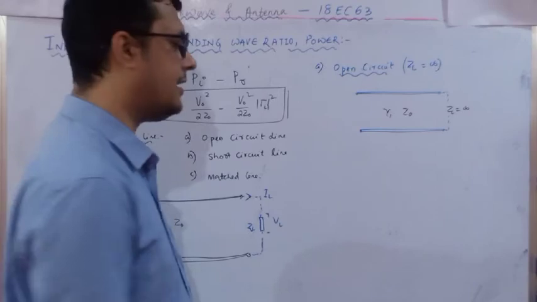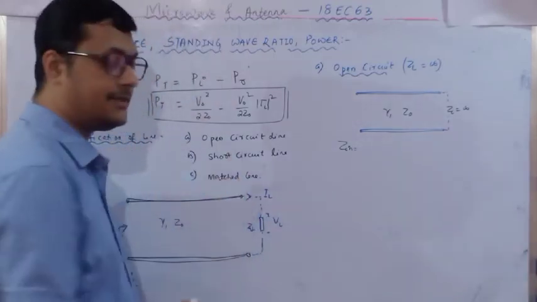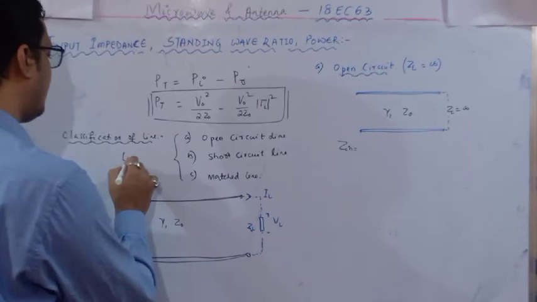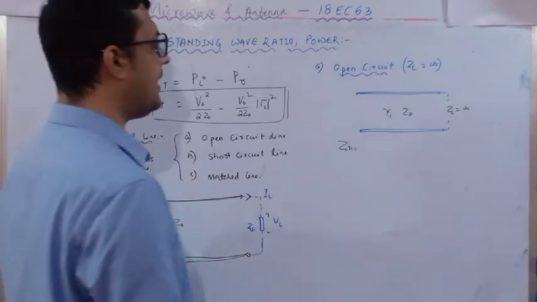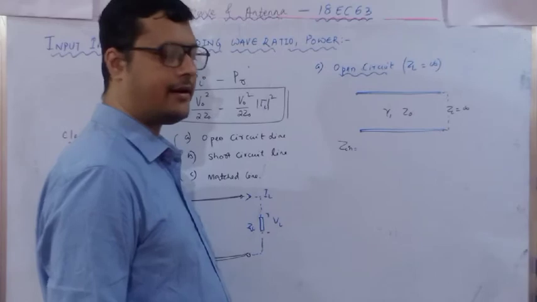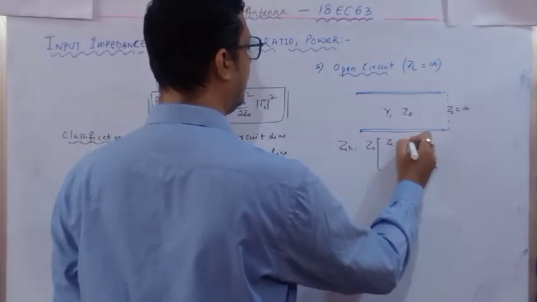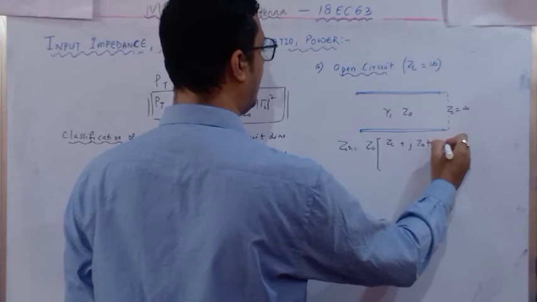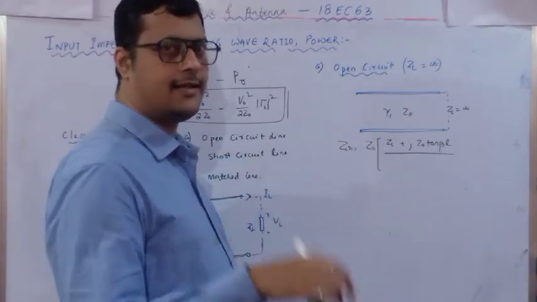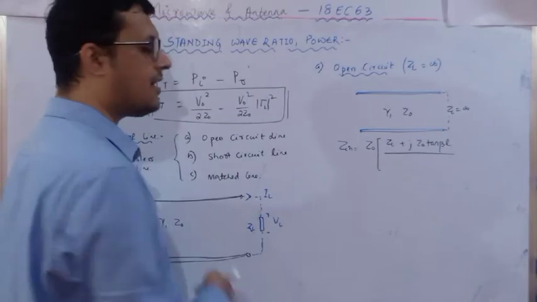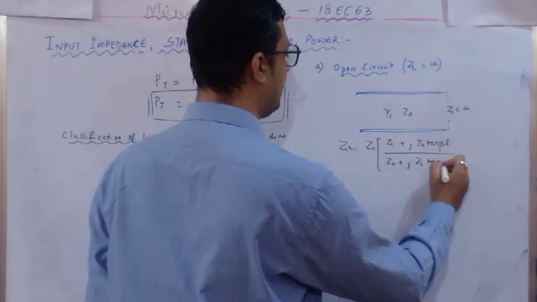If ZL is infinite, first I am going to identify the input impedance for this. For all these cases I am considering the line to be a lossless line. Directly I am writing for the lossless line: Zin equals Z0 times (ZL plus jZ0 tan βL) divided by (Z0 plus jZL tan βL). Depending upon the nature of the load, the lines are identified.